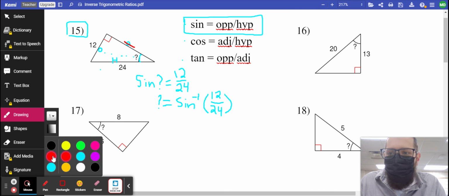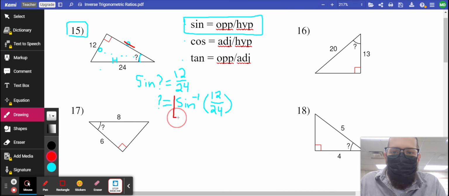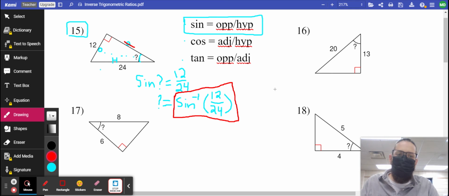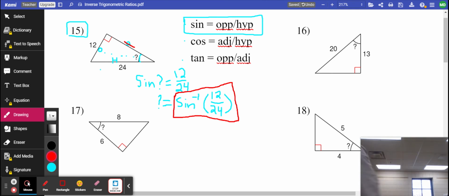So why is that cool? What does this do for us? This is something that you can just plug in to your calculator. Let me grab it.